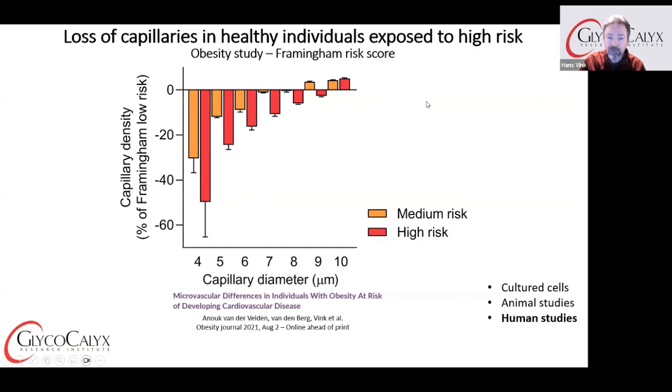So with the Glycocheck device, you can measure vessels between 4 up to 25 microns. If you would pool all your vessels, you wouldn't see this. So you really have to zoom in on the smallest capillaries and the densities of those to identify these early changes. And a few examples.